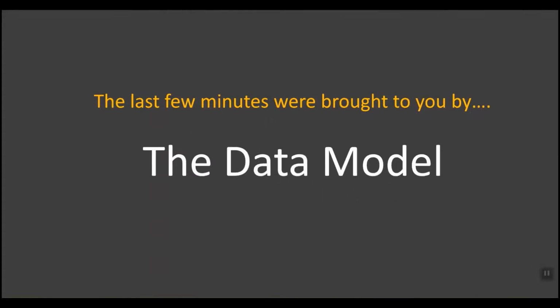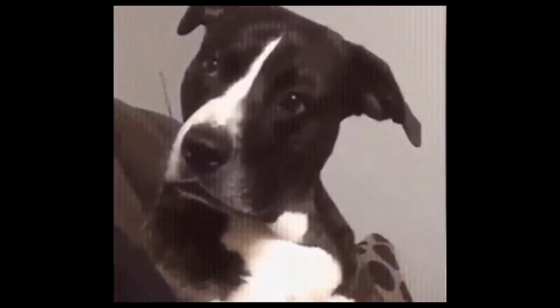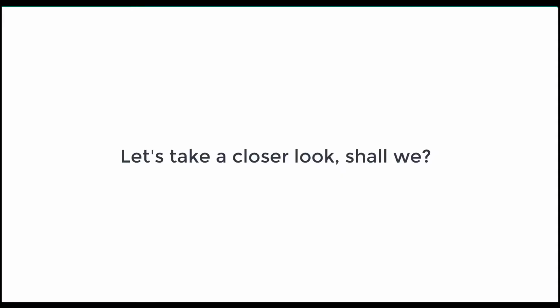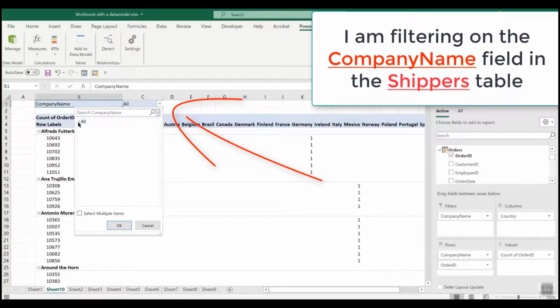Everything you just saw was brought to you by the data model. I know. It's pretty amazing, isn't it? So let's dig just a little deeper, shall we? And look a little closer. So in this pivot table, I am filtering on the company name field in the shipper table.